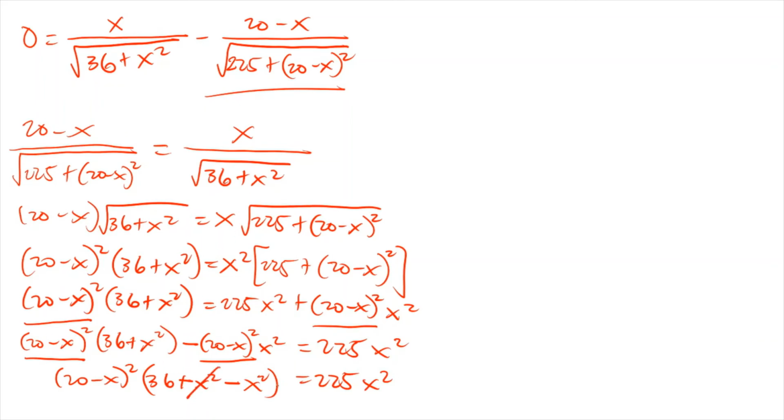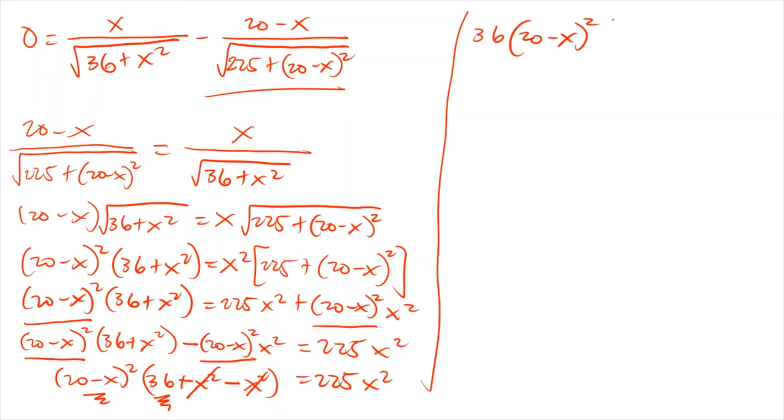Cancel out x squared so that we'll be left with 36 times 20 minus x squared. So 36 times 20 minus x squared is equal to 225 times x squared.